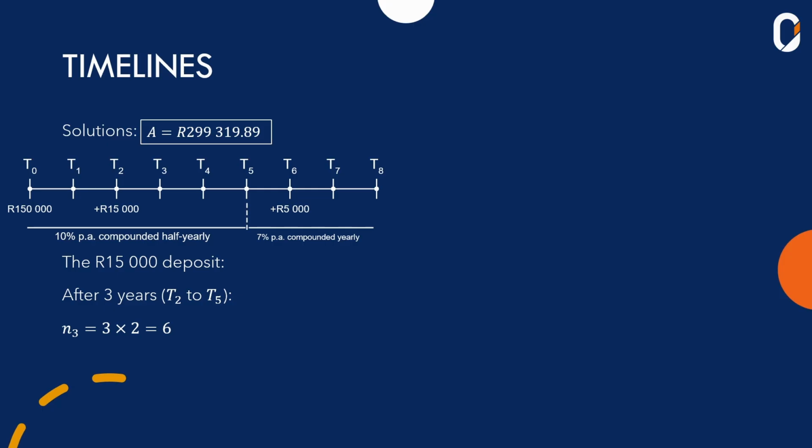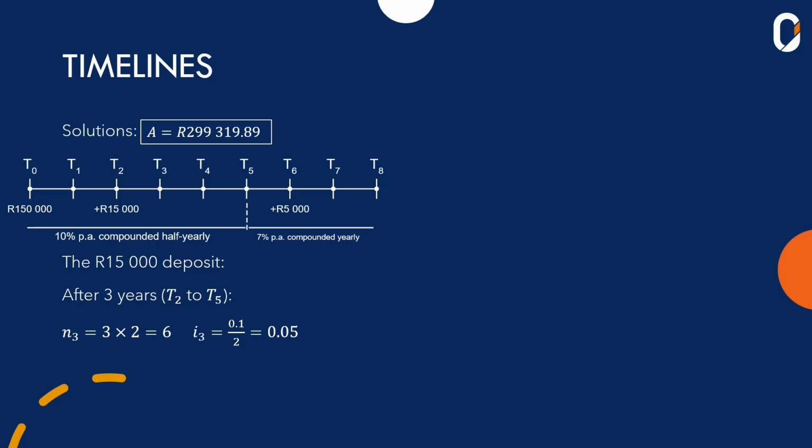And again, we'll have N3 is equal to 3 multiplied by 2, which is equal to 6. That is number of years multiplied by 2, 3 being the number of years and 2 being the number of compounding periods per year. And hence we'll have 3 multiplied by 2, that will give us 6. And I3 will be 0.1, all divided by 2, because again it's compounded half yearly, and hence we divide I by 2, and that will give us an I value of 0.05 as before.